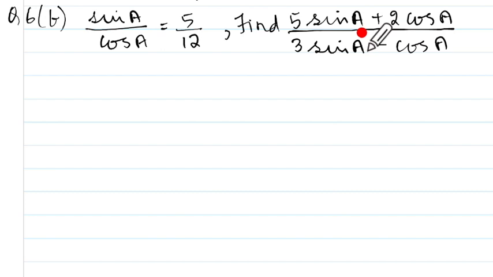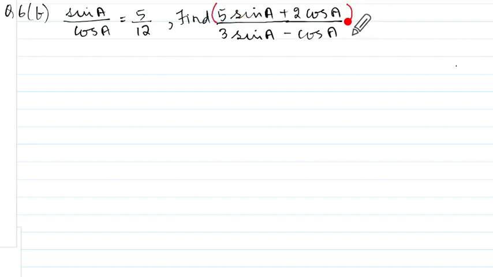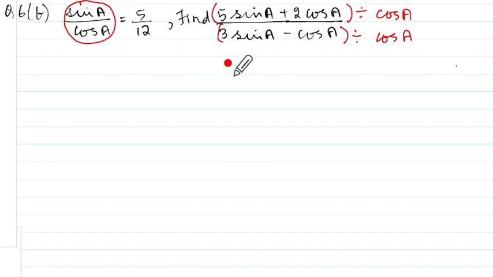The other way of doing this is, if sin a upon cos a is given here, we can divide each one of these by cos a. So if I have divided this by cos a, then I will automatically get sin a upon cos a, which is what is supplied here. And also cos a upon cos a will get cancelled and you'll get 1. So let us write that.